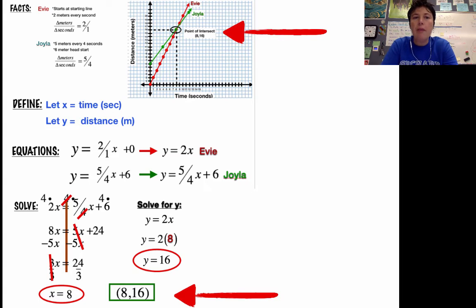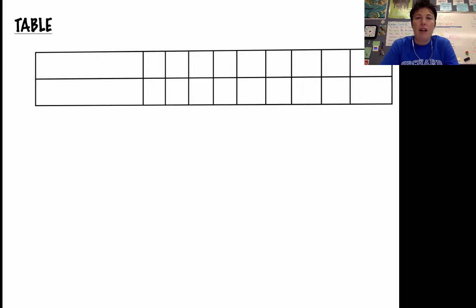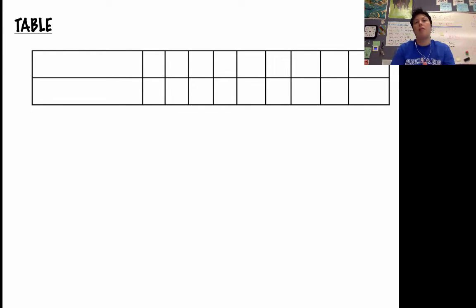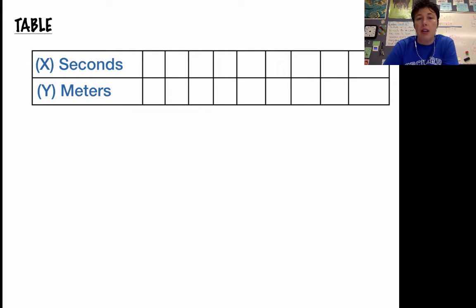But I'm not done. I'm going to add another piece of proof in here. I'm going to use tables to prove my answer. I've got the graph. I've got the equations. Now I'm going to use tables. This could be the next step to really verify. So I'm going to make a big table, and I'm going to do one for Evie and one for Joyla. Let's see. We've got the variable x, which is in seconds, and we've got y, which is the meters.